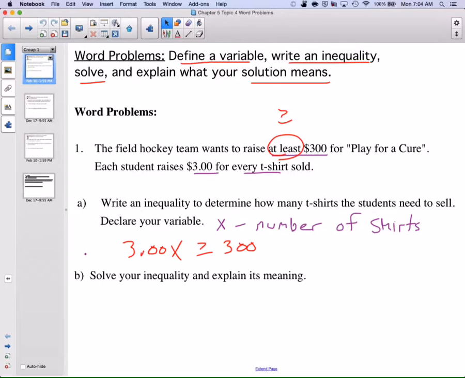Solving the inequality, it's basically just 3x greater than or equal to 300. We'll divide by 3 on both sides, so we're going to get x is greater than or equal to 100. The meaning would be we need to sell at least 100 shirts to make $300.